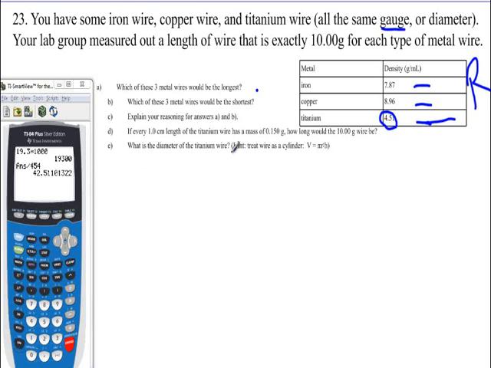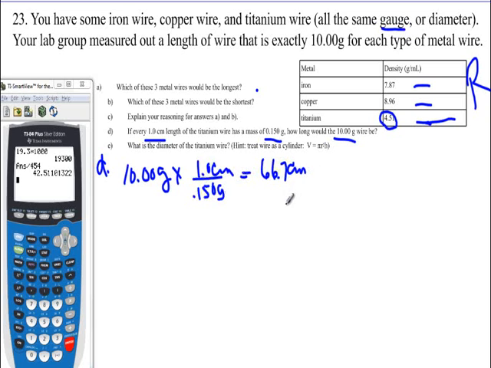Okay, so let's take a look at D. So D says, if 1 centimeter length has a mass of 0.15 grams, how long would 10 grams of wire be? Okay, so that's pretty simple. I have 10.00 grams, and what I know is 0.150 grams is 1.0 centimeters. So I have a length of 66.7 centimeters. Okay, let's take a look at E.